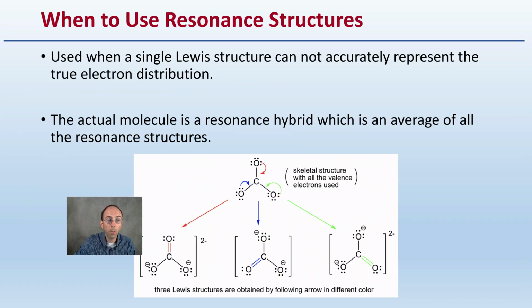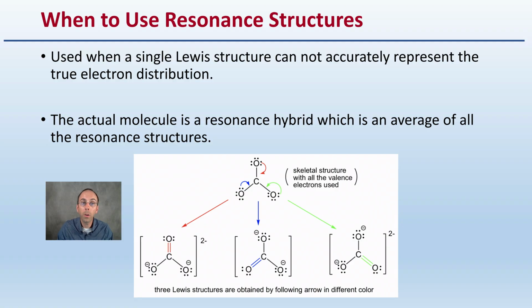So when do we use resonance structures? Well, they're used when a single Lewis structure cannot accurately represent the true electron distribution. The actual molecule is a resonance hybrid, which is an average of all of the resonance structures.